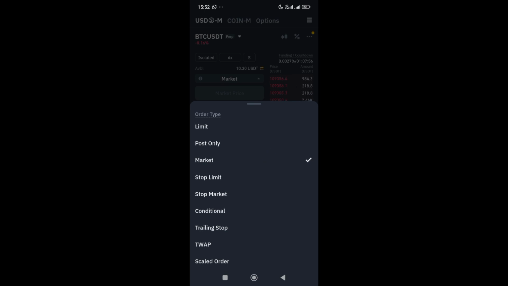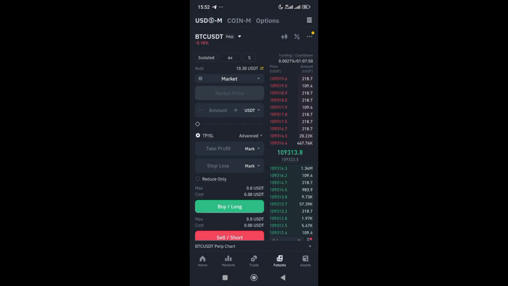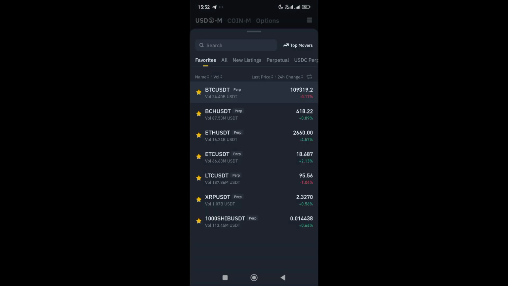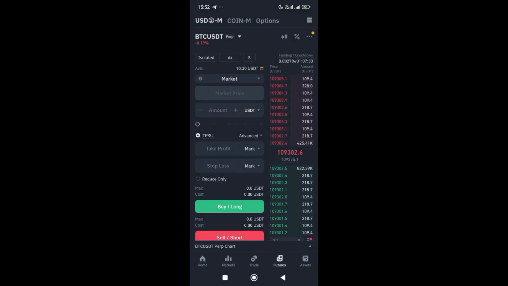For example, we can use this Bitcoin as an example. Let me teach you how to change it. You just click here. If yours is not on Bitcoin, you can click any coin of your choice. You can pick any coin you want to trade on. So I'm going for this BTC. Let me go back.